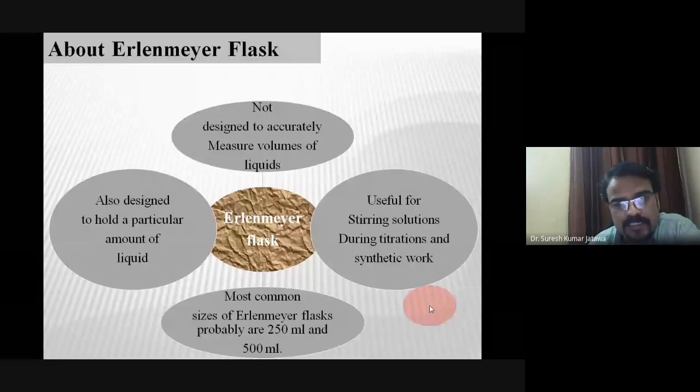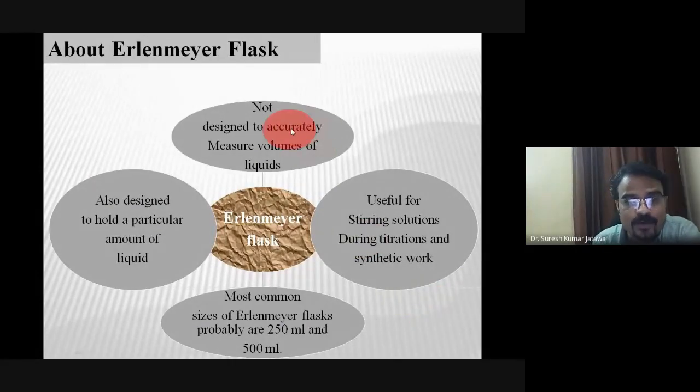About the Erlenmeyer flask: a flask is also not designed to accurately measure the volume of liquids. It is useful for stirring solutions during titration and synthetic work. It also comes in various sizes, most commonly 250 ml and 500 ml. It is also designed to hold a particular amount of liquid.